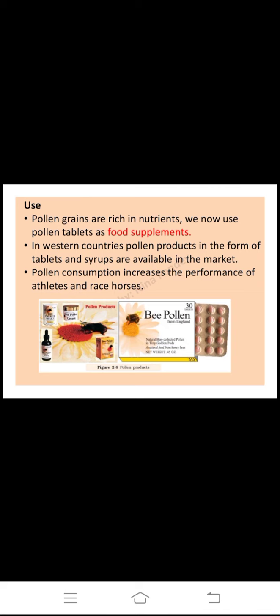In Western countries, pollen products in the form of tablets and syrups are available in the market. Pollen consumption increases the performance of athletes and race horses.